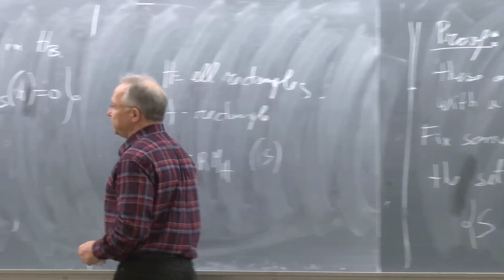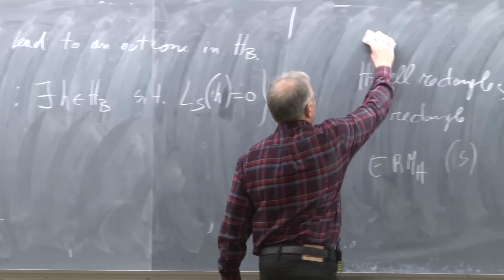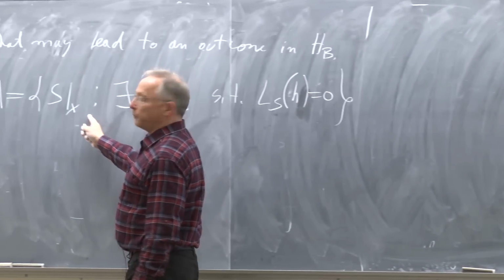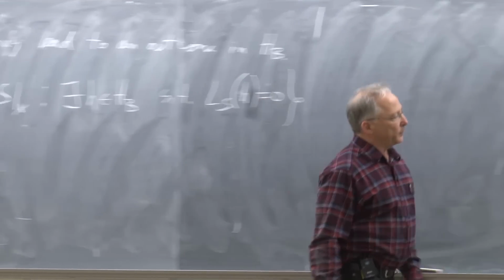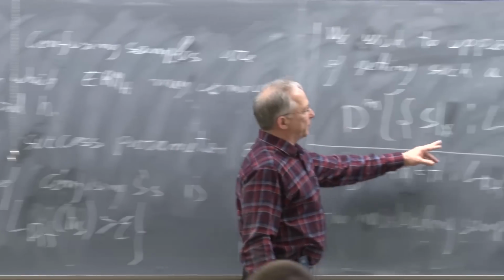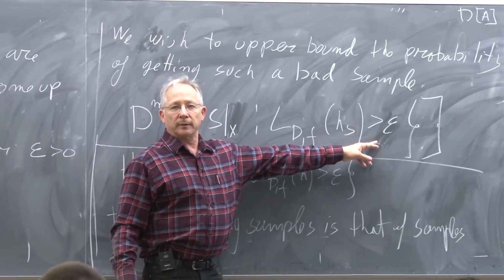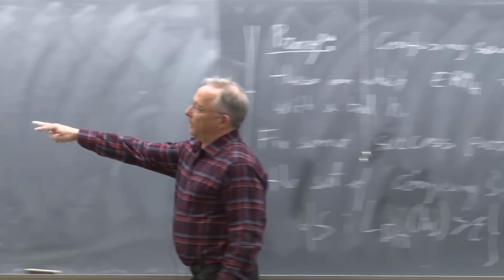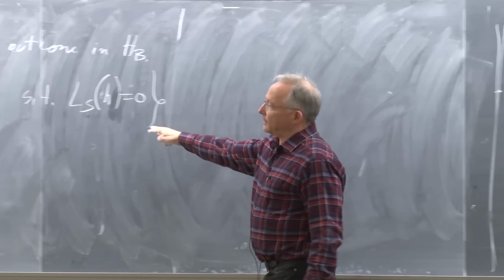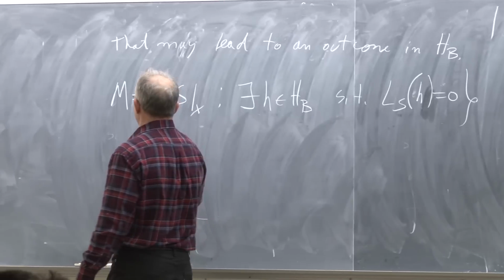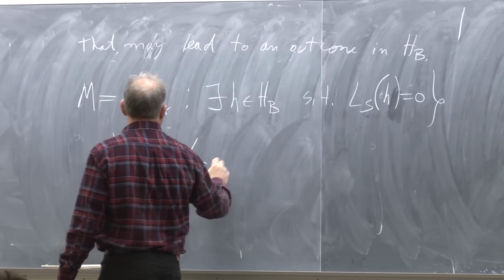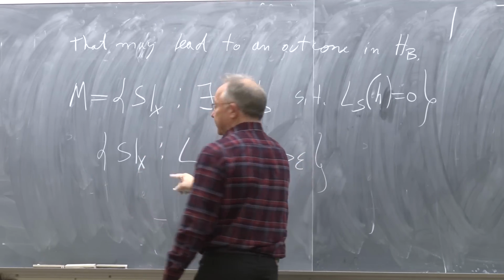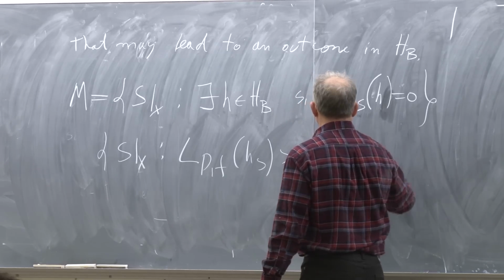So now the next thing I want to claim is that the set of bad S's that I want to upper bound is a subset of this. We wanted to upper bound the probability that we will find an S that leads to a big error. S will lead to a bad error only if S is here. So I'm claiming that the set of all S such that L_D(h_S) is greater than epsilon, the set that I'm really afraid of, is a subset of M.